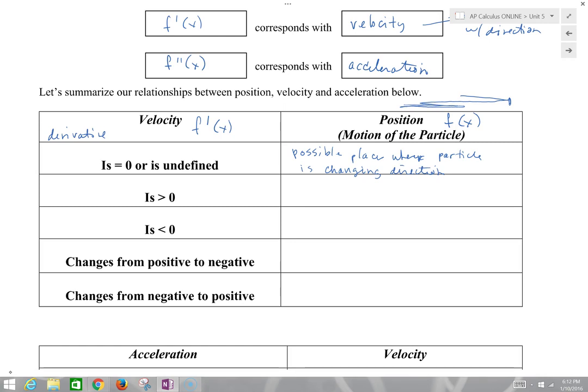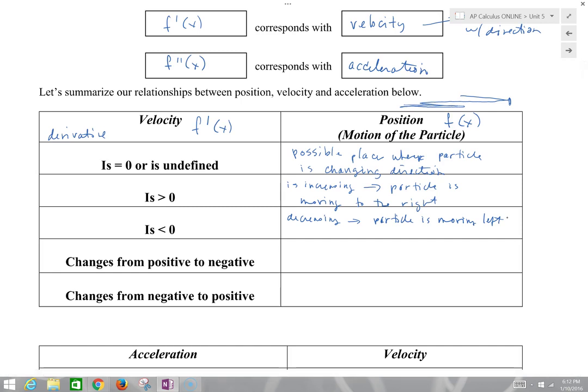So if the derivative is greater than 0, we would say that is where the function is increasing, which means the particle is moving to the right because the x values are getting bigger, so it's increasing. If it's less than 0, then we know it's decreasing, which means the particle is moving left. So we're talking about just y equals f of x functions.